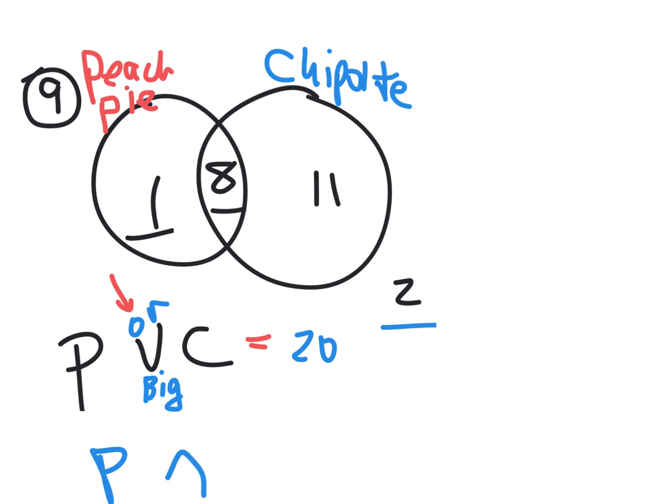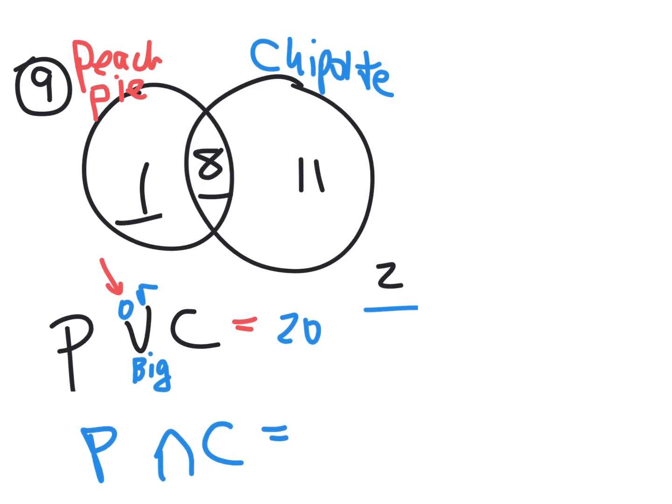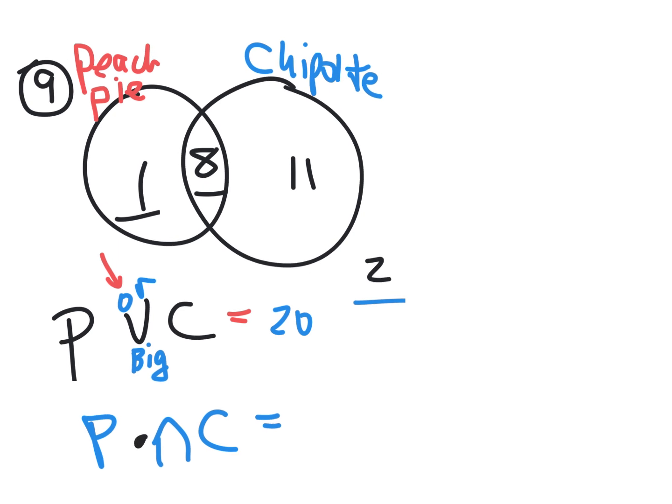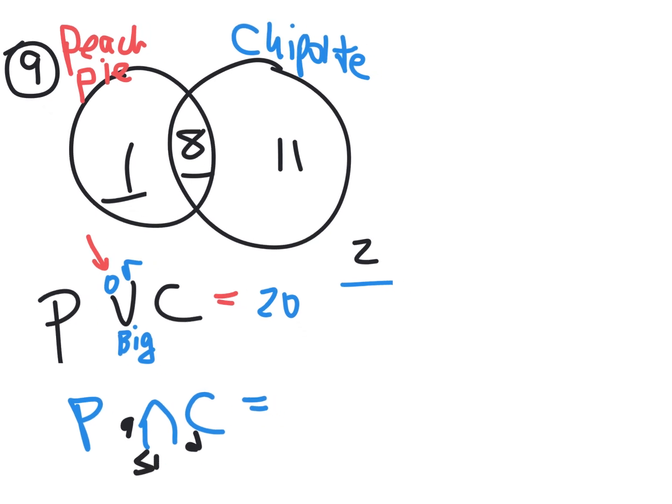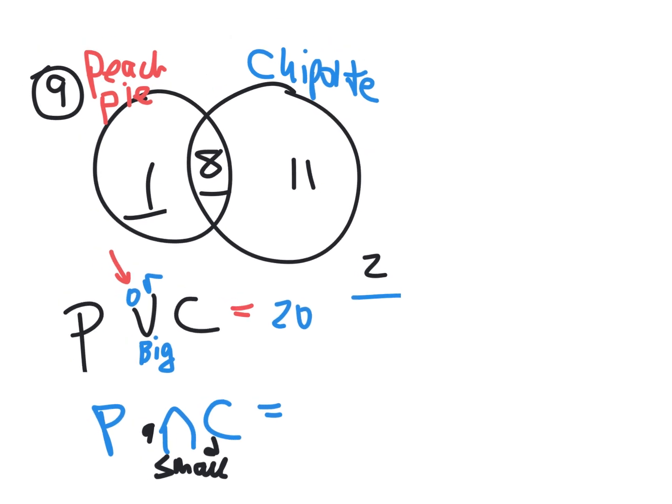Well, P intersects C. I already gave you one of the words for this, and it's intersect. What's the short word for the upside down U? And. Very good. A-N-D. And is it a big answer or a small answer? Small. You got to know this. You got to memorize this. Because if you're tempted to be like, well, should I include peach pie and Chipotle, so don't I add them all up? No, it's a small answer. It's the intersection. It's right there. It's 8.